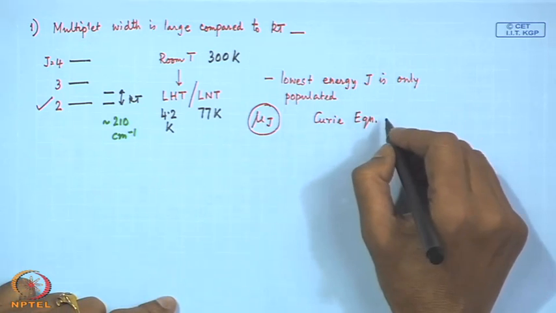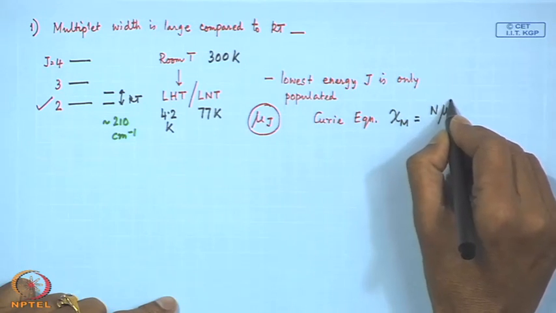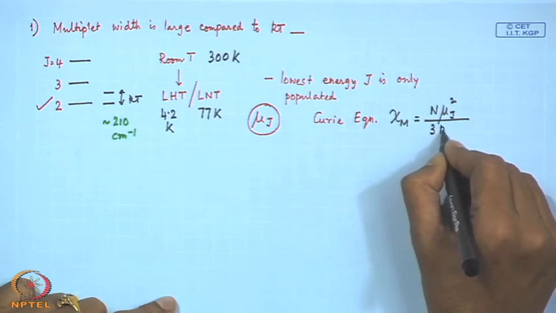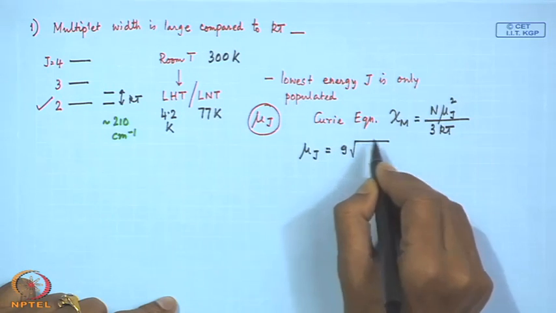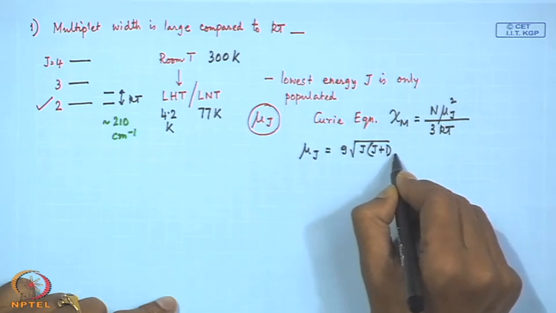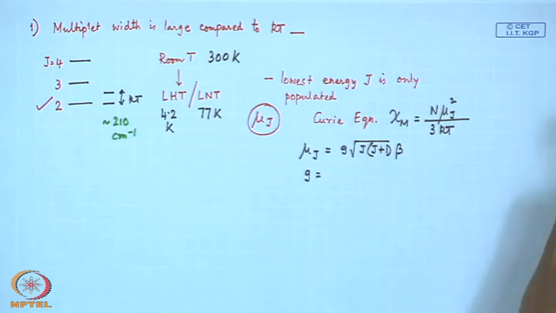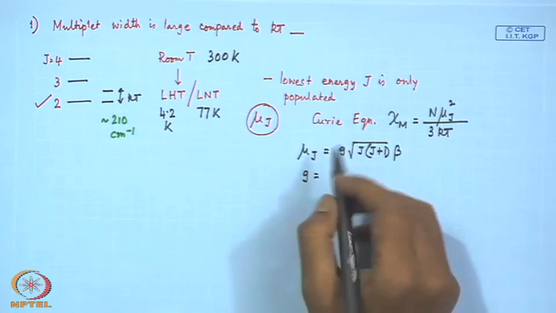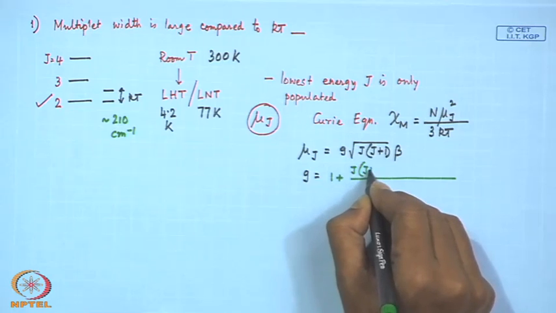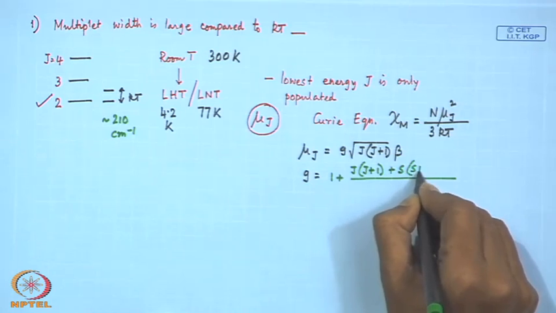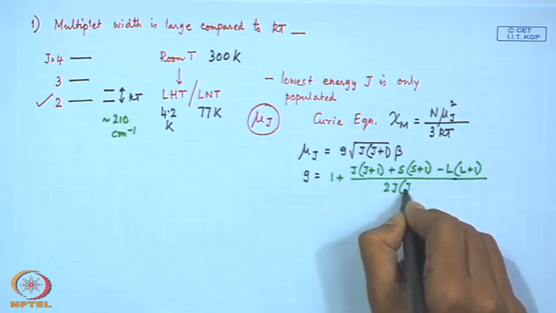will take the form in terms of the corresponding mu J, which will be chi M equal to N mu J square divided by 3kT, where mu J is equal to g into square root of J into J plus 1 into beta, where g is the gyromagnetic ratio. This ratio has some relationship with the corresponding quantum numbers, and the multiplier for the magnetic moment is 1 plus J into J plus 1 plus S into S plus 1 minus L into L plus 1 divided by twice J into J plus 1.